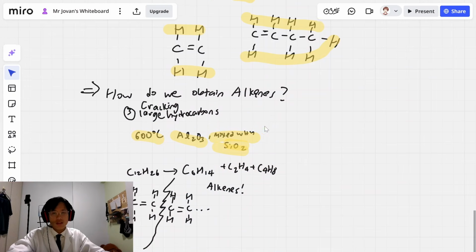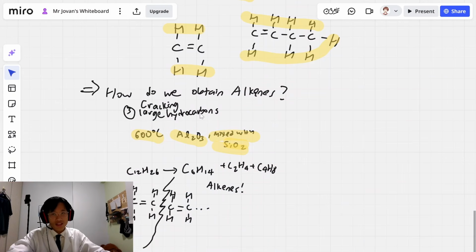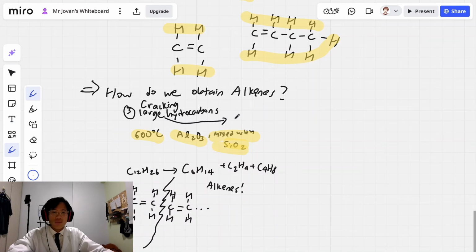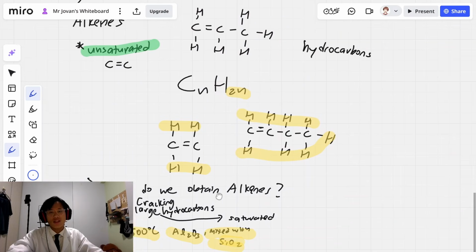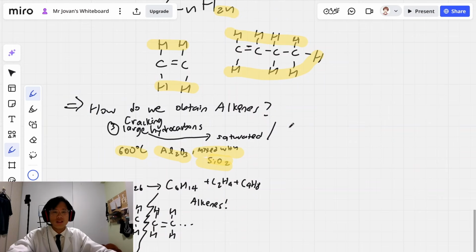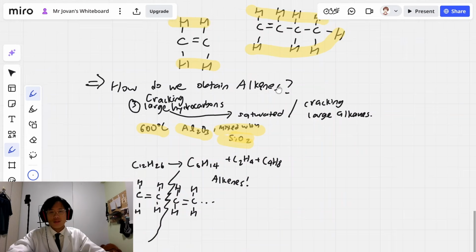Okay, so how do we obtain alkenes? Cracking of large hydrocarbons. We can be more specific because now we know hydrocarbons have alkenes and alkanes. So let's call this cracking large. What is alkanes again? Saturated hydrocarbons. So you can say that cracking large alkanes. Similar. So yep, this is how we get alkenes.